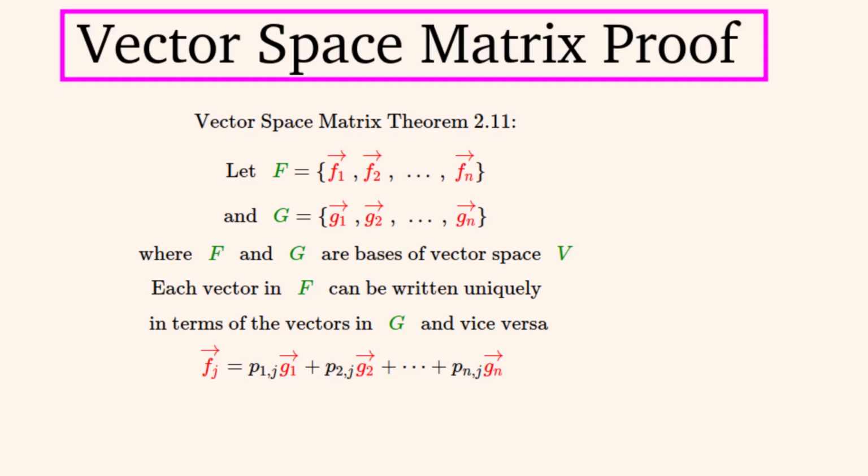Here is an example. The jth vector in F can be written as a linear combination of the vectors in G, with these constants. The constants have two indices because we'll form a matrix from it later. And this is what the jth vector in set G is in terms of the vectors in set F.